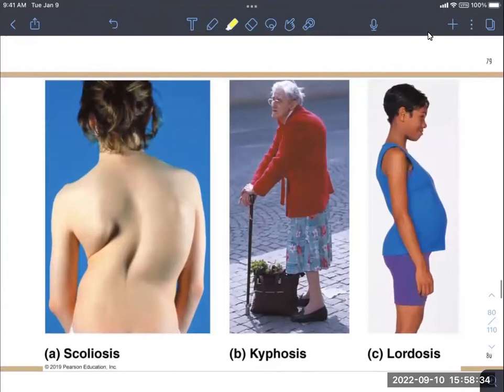So here's a really good scoliosis. This person's got a pretty good curve going on there. Well, here's this kyphosis. This lady's got a pretty good humpback going. Well, this one's got a really good swayback going here. So these are different examples of some of these curves.